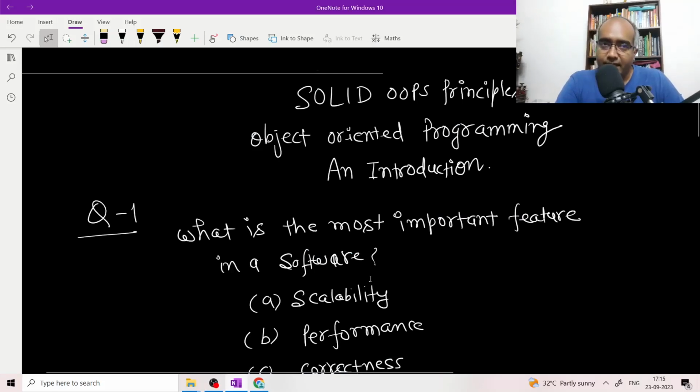Hello and welcome back. In today's lecture, we are going to discuss the SOLID OOPS principles. What are they, and what is their significance in object-oriented programming languages? How do these principles contribute to writing reusable, maintainable, and scalable code? All these things we will discuss in this series.